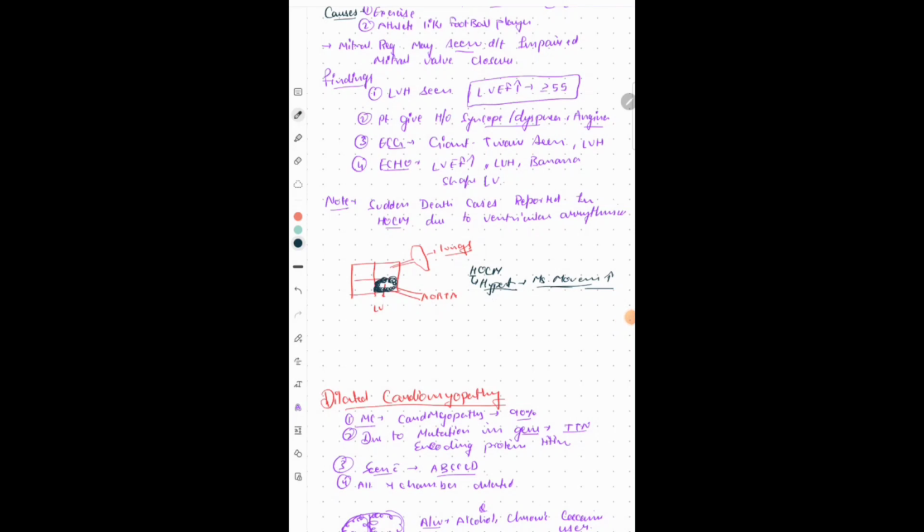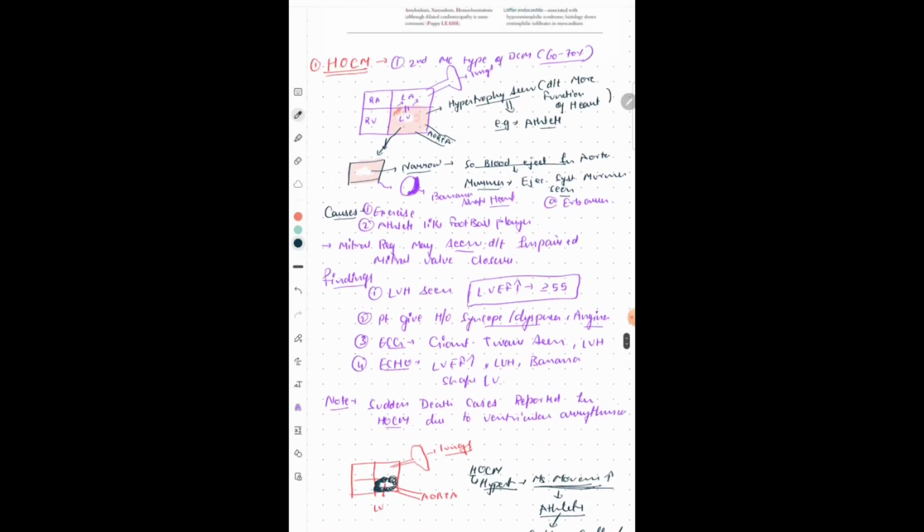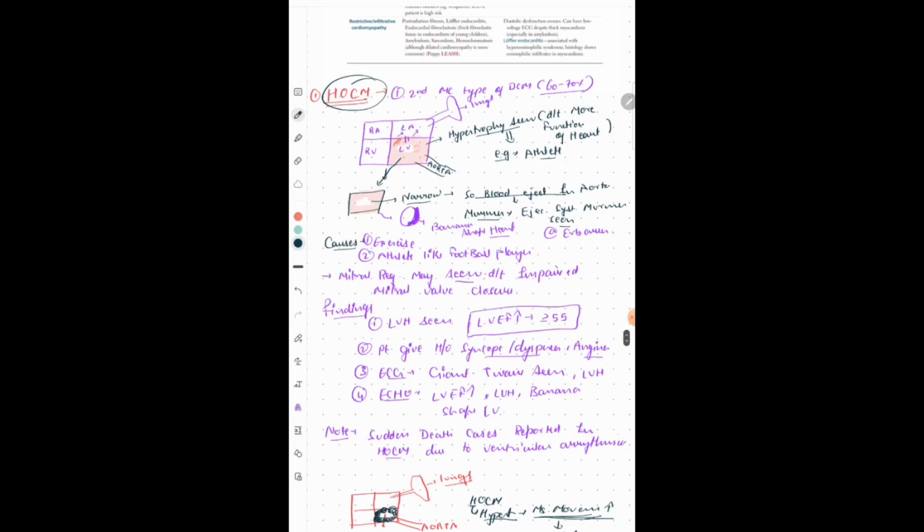More muscle movement is seen in athletes, like a footballer. That is why they can have a sudden collapse, and they can get to death. So in this we are learning about HOCM. It is the second most common type of cardiomyopathy, 60 to 70%. In this you see hypertrophy occurs, due to more and more functioning of the heart, seen in athletes.